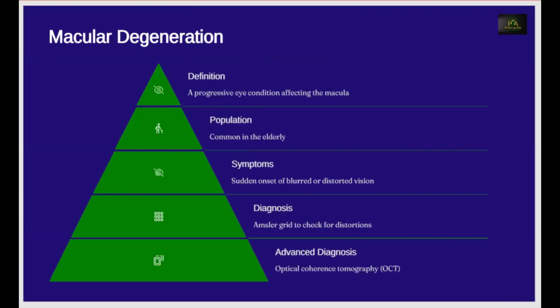Macular degeneration is high yield for older people. This is the number one cause of blindness in the older population. So, what is the cause? We don't really know much of the cause, but it can be related to old age and smoking. Smoking is the number one thing, but then it has to do with old age. So, it's just a progressive eye condition affecting the macula. So, what do we need to know here for the exam? We give them the Amsler grid.